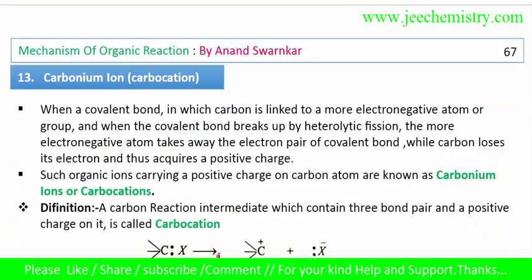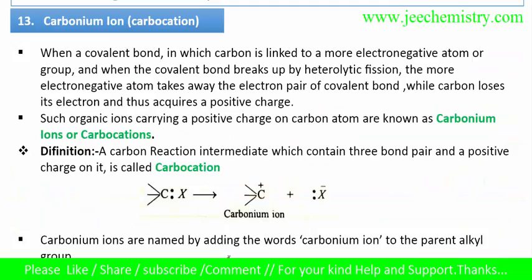Now we learn about carbocations. Now we learn in detail about the carbocations.